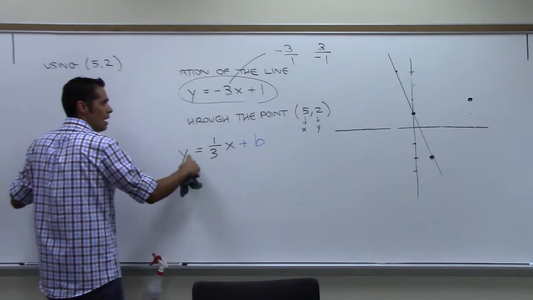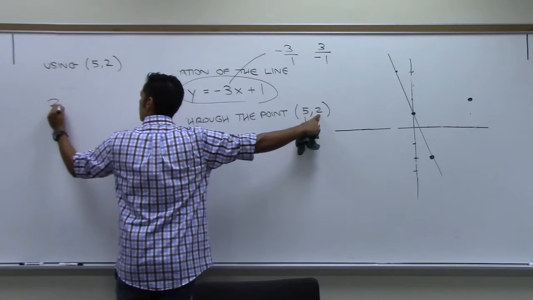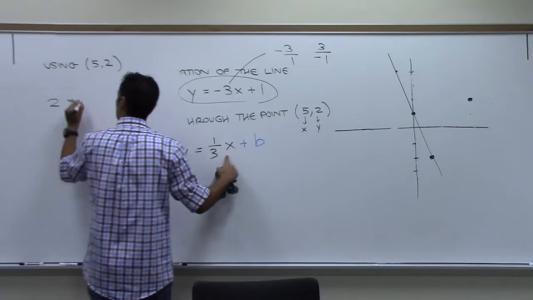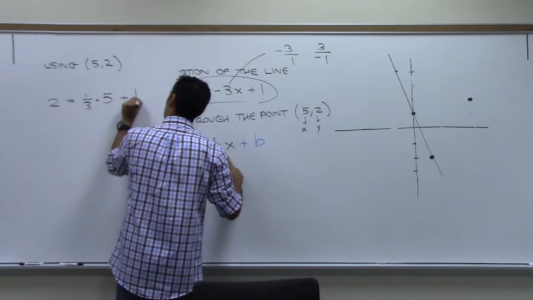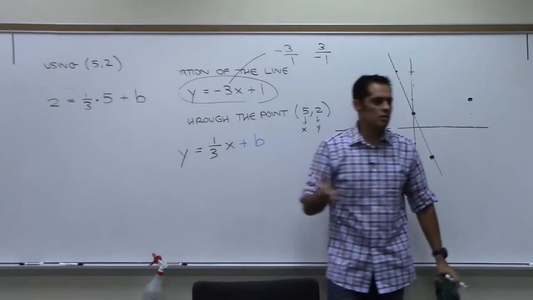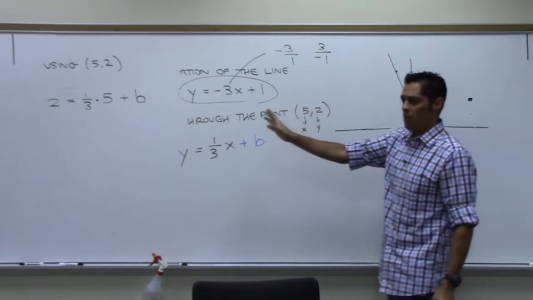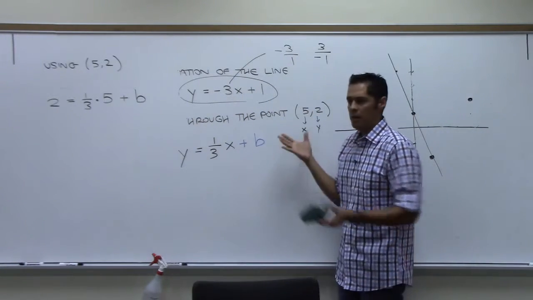I'm going to replace y with what? 2. I'm going to replace x with 5 and plus b. And notice that now I have an equation that only has one variable in it, right? Just b. I should be able to solve this equation for b. And then I would know what b is, then I could come back and plug it in here to have the equation.